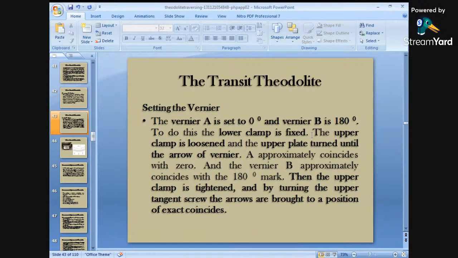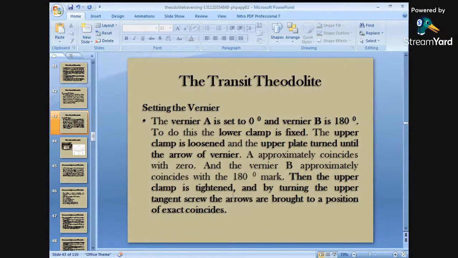Then the upper clamp is loosened, and the upper plate turns until the arrow of the vernier. When you release the upper clamp, you turn the telescope, and along with your telescope, your upper plate also moves. Now vernier A is approximately coinciding with zero, so you need to approximately coincide A with your zero, and vernier B approximately with your 180 degree.